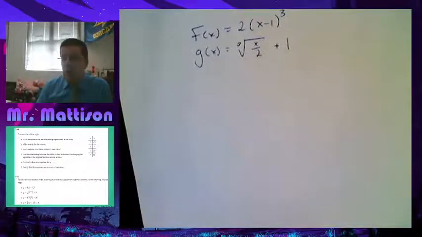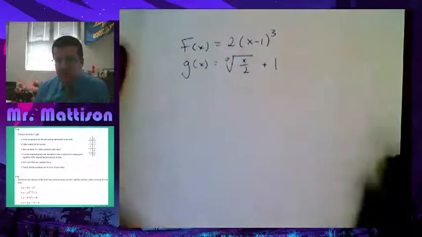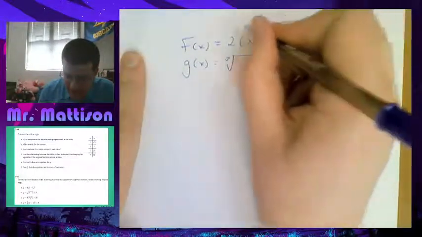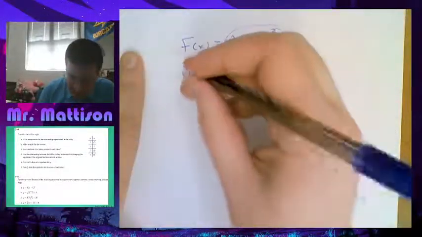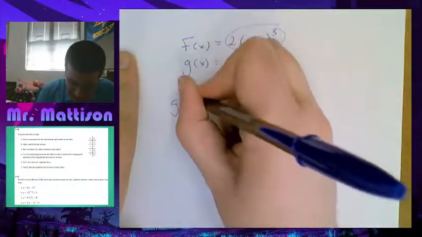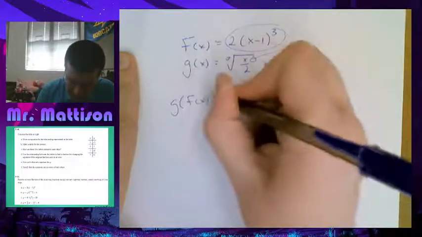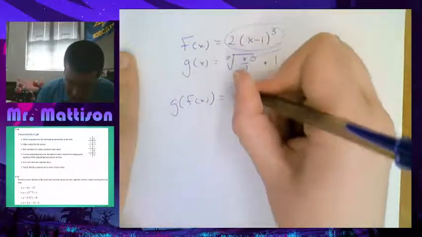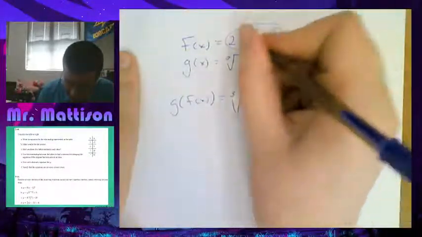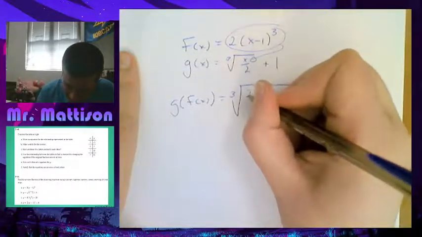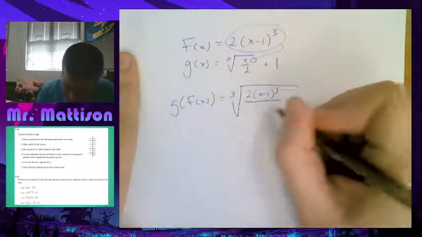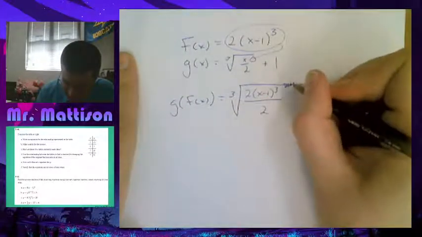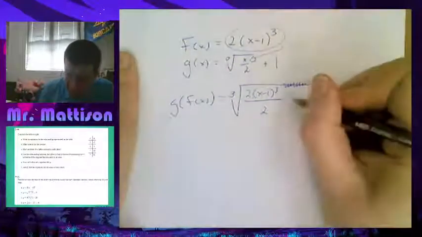Okay, so what I want to do here, let me tilt that so it's a little bit more straight for you, is plug my f into my g. So my g of f of x would be the third root of all this, which is in for that x, so that's 2 times (x minus 1) cubed, over 2. Went a little bit long there. And then I had the plus 1.